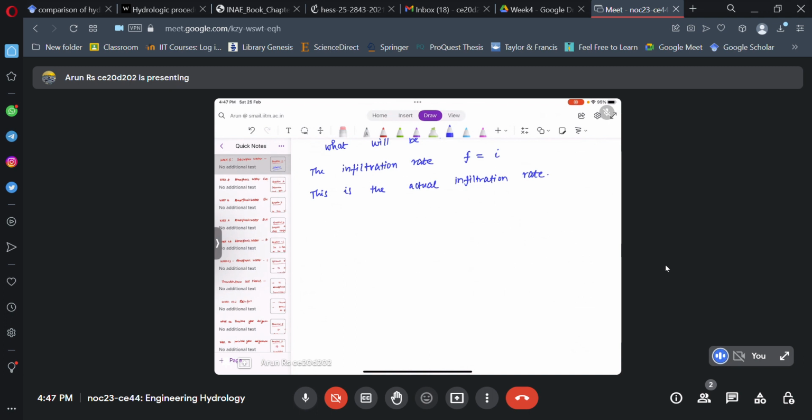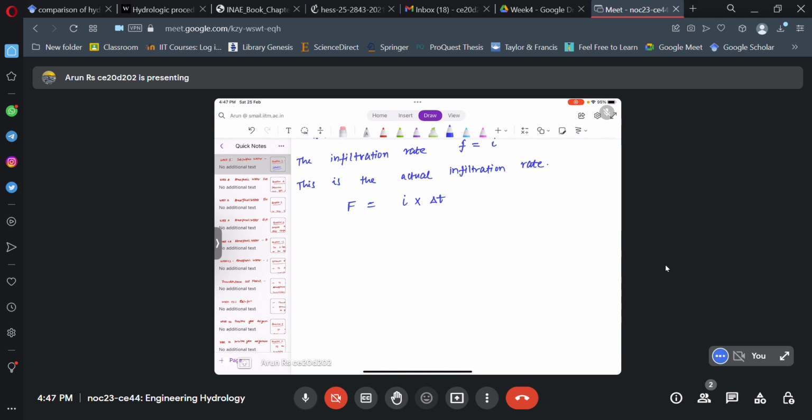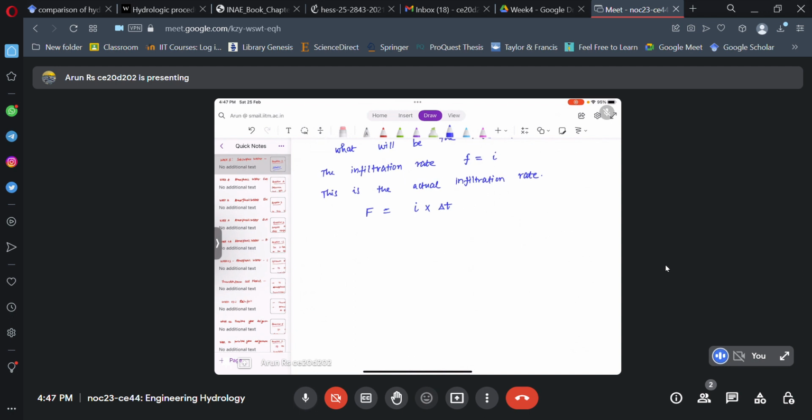So in this case, we will be calculating the cumulative depth of infiltration as F is equal to I into the time step up to which your rainfall intensity is less than the potential infiltration rate. So this will be the actual cumulative infiltration depth.